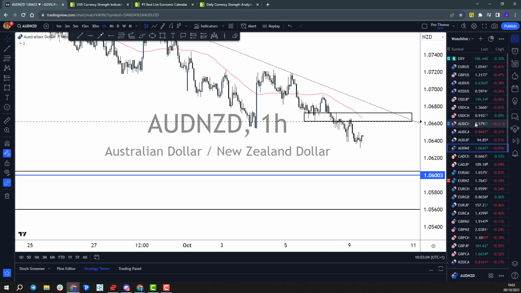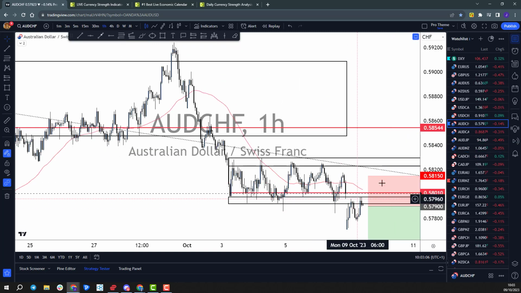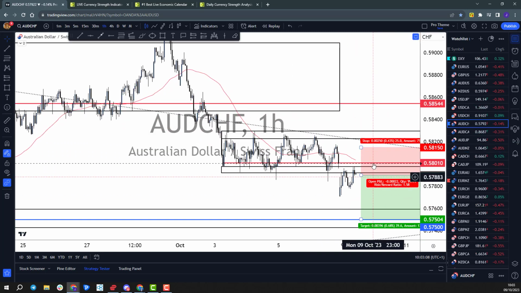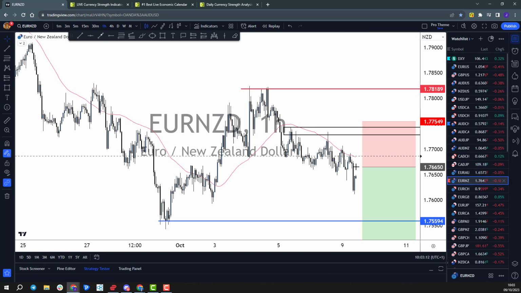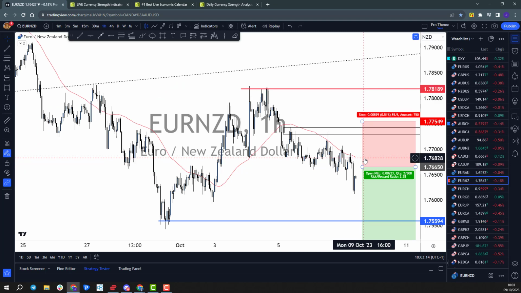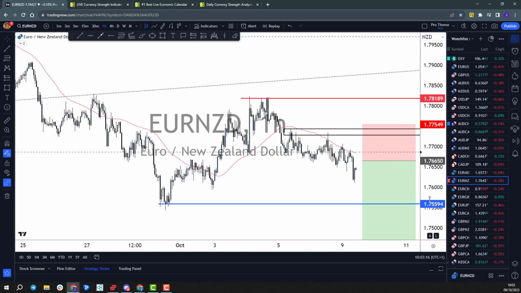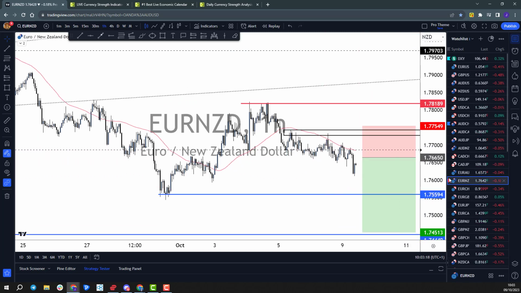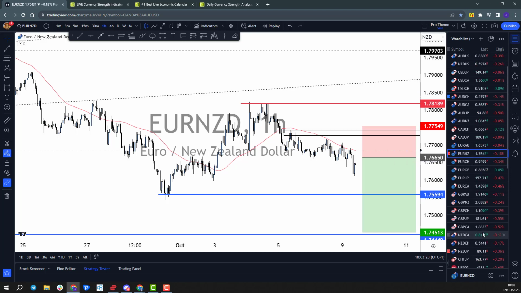But I think the best plays are either looking for Aussie Swiss downside here, wait to see if we get a rejection, look to sell stop the move, or even potentially Euro Kiwi, a little rally up, rejection, look to sell stop with momentum. So those two are really the ones that I'm focusing on going into today's session.